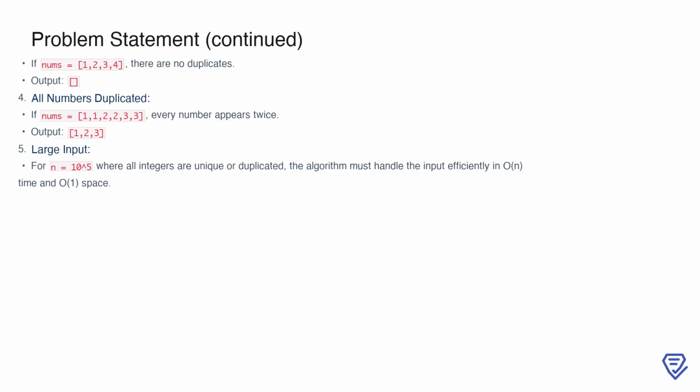Finally, we must account for large input sizes. When n is as large as 10^5, the algorithm must efficiently process the data in O(n) time and use only O(1) extra space. This ensures that the solution can handle even the largest valid input sizes without running into performance or memory issues. With these constraints and edge cases in mind, we are ready to think about how to design an optimal solution for this problem.